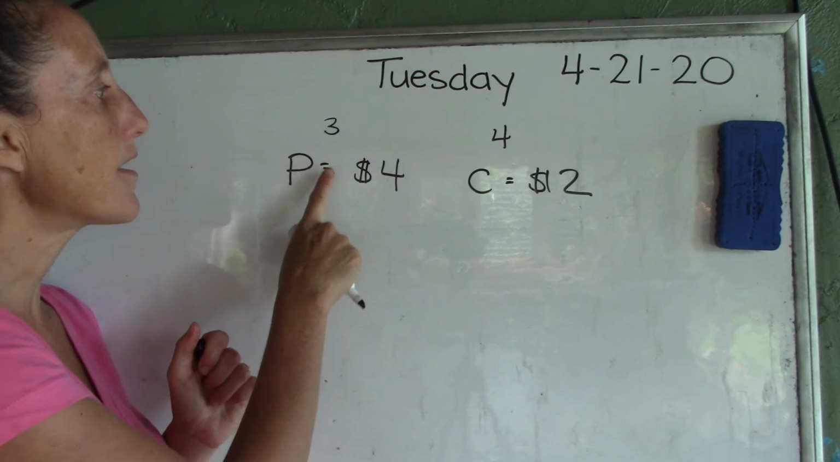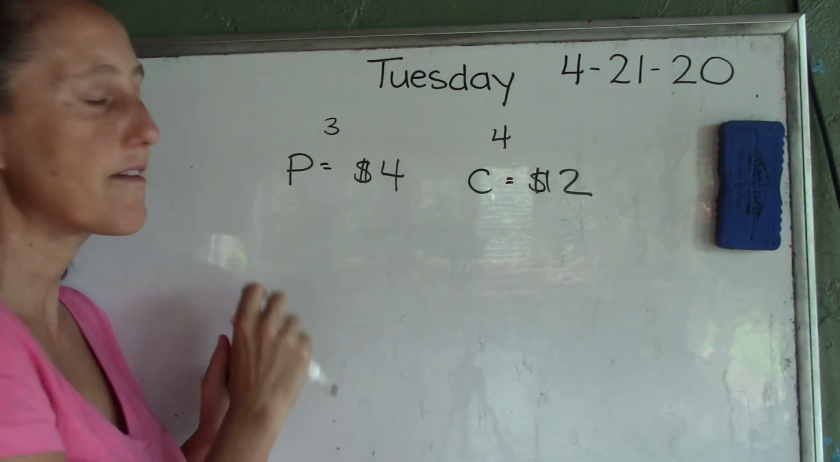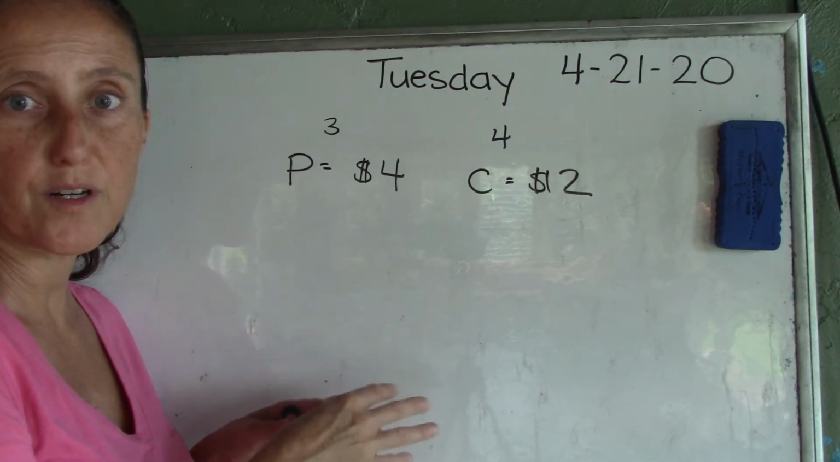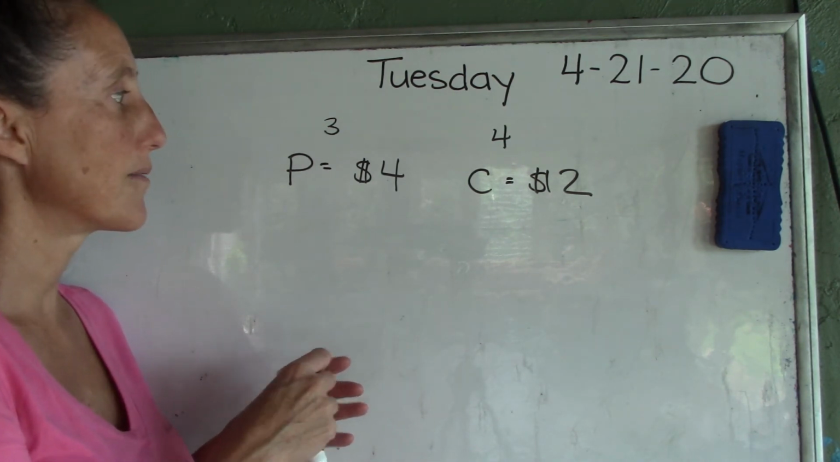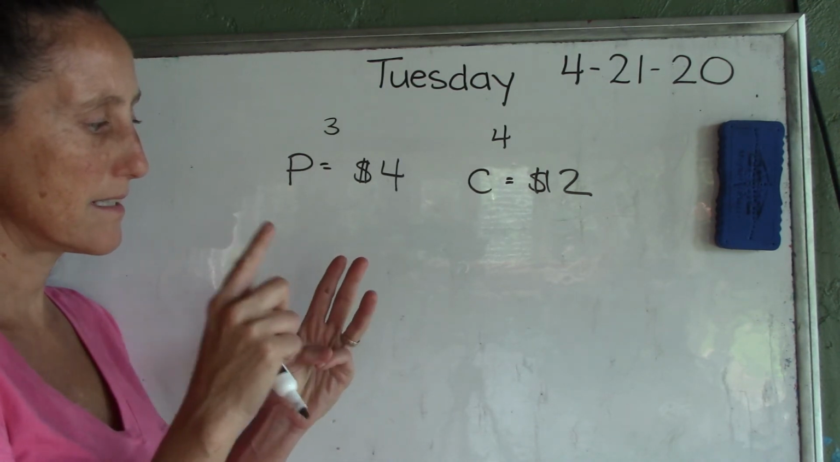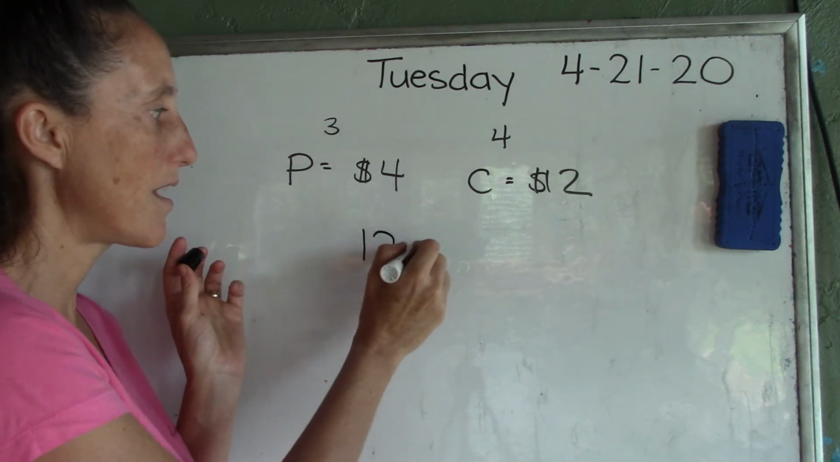So if I bought 3 puzzles and they were $4 each, how much did I pay for puzzles? So that would be 3 times 4, or 3 fours. And we did 4s today, so 4, 8, 12. So $12 I spent on puzzles.